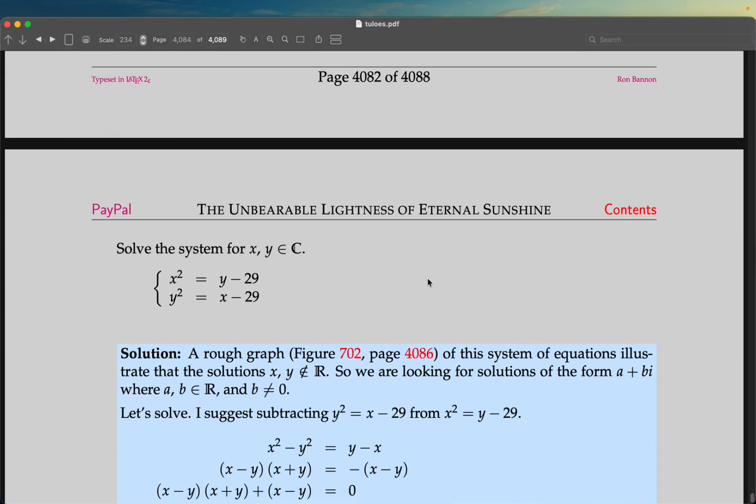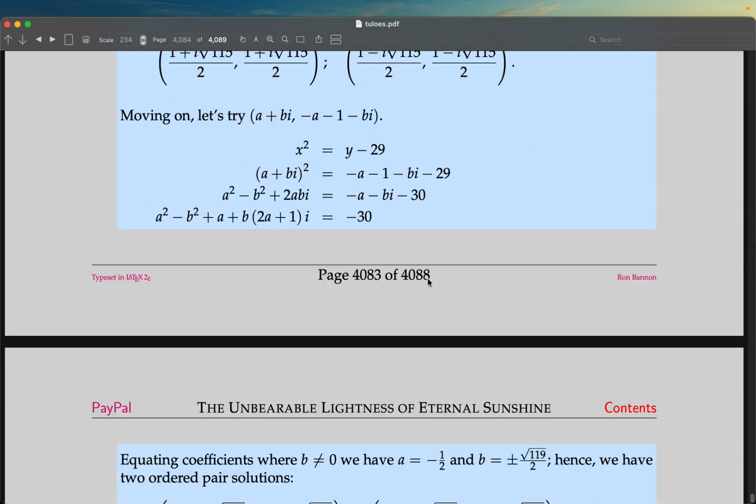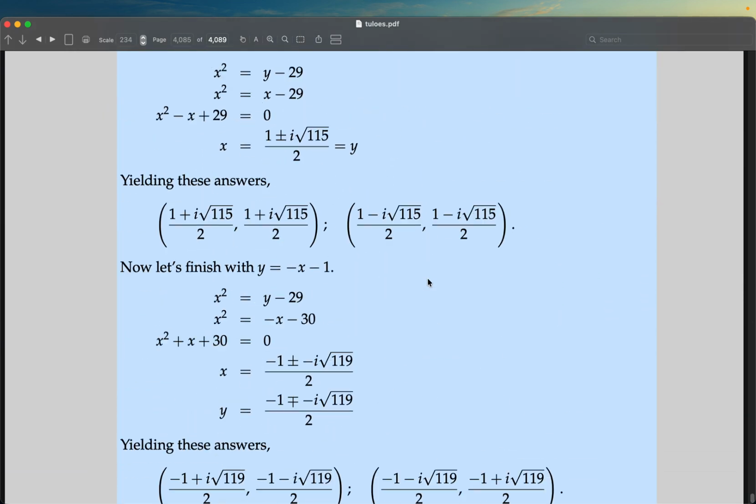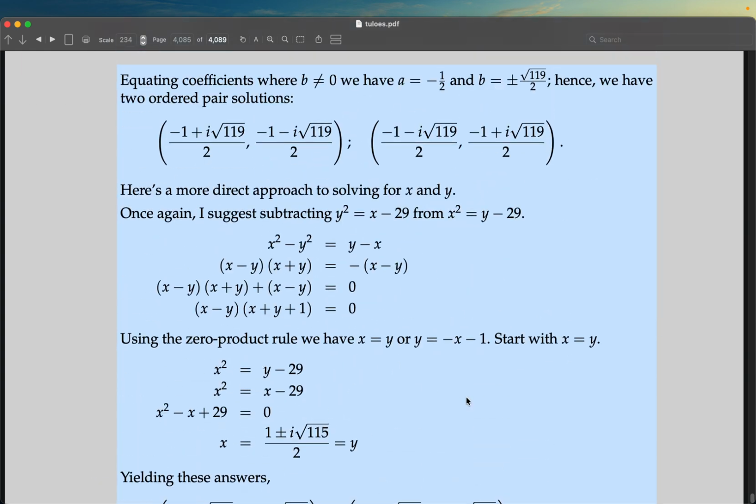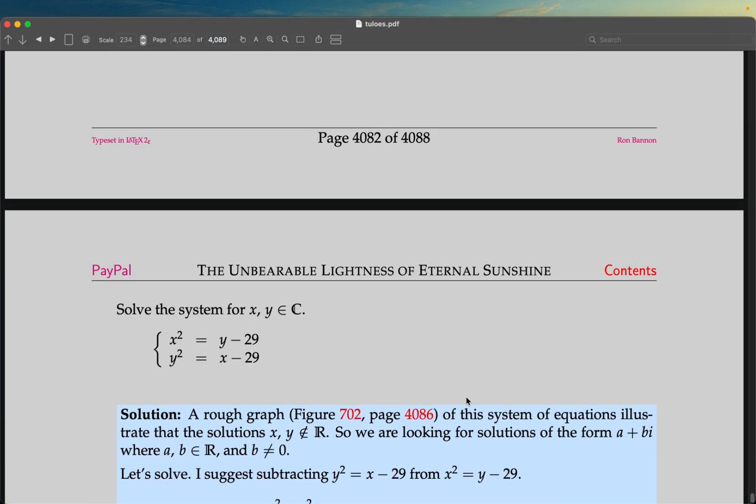I always say that it's probably a good idea to look at a picture before proceeding forward, if you can generate a picture. And this is a rough sketch of it. Of course, I'm using a computer to do a rough sketch of it, but I noticed that these two parabolas that they gave me do not intersect anywhere. So there's going to be complex solutions to it.